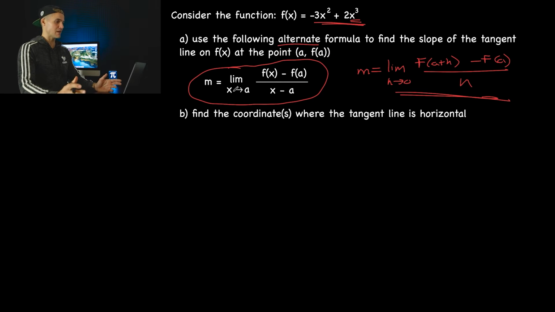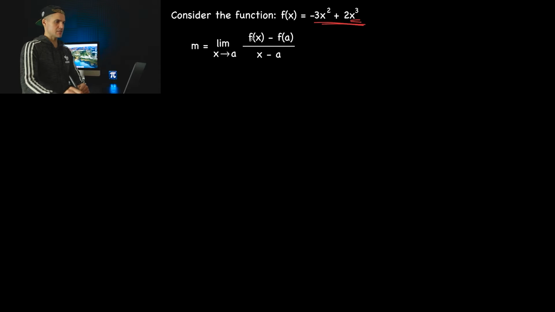And then once we have that general expression for the slope of the tangent, also known as the derivative, which is going to be covered in the next chapter, for part B, we have to find the coordinates where the tangent line is going to be horizontal. Now, when the tangent line is horizontal, that's another way of saying when the slope of the tangent is going to be 0, right? Because any horizontal line always has a slope of 0. So let's plug everything into this alternate formula.